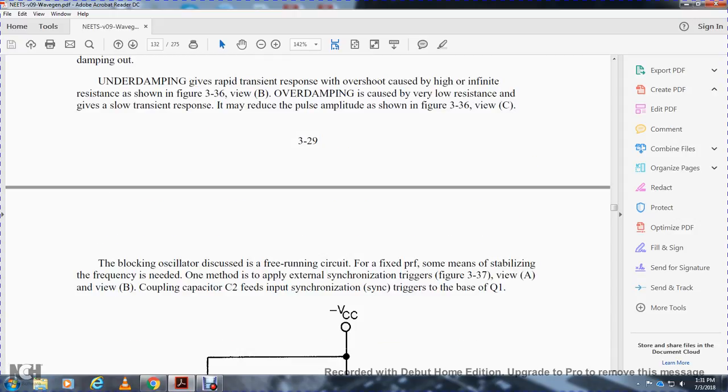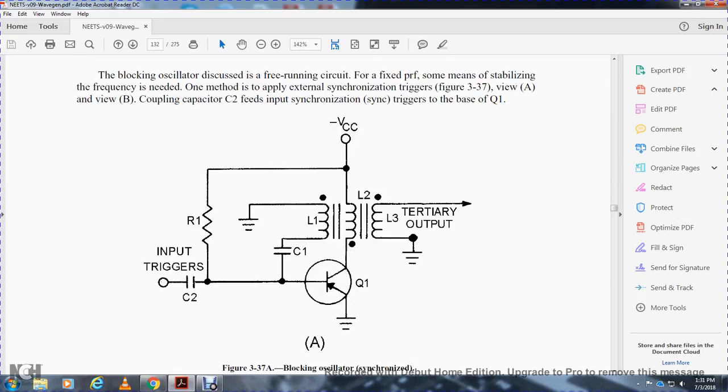The blocking oscillator, as described, is a free-running circuit with a fixed pulse repetition frequency. Some means of frequency stabilization is needed. One method is to apply external synchronization triggers, figure 337 view A and view B. The coupling capacitor C2 feeds the input synchronization trigger to the base of transistor 1.